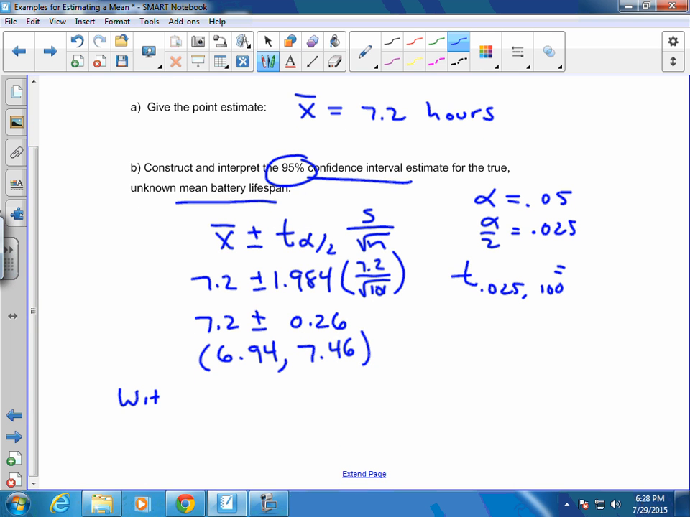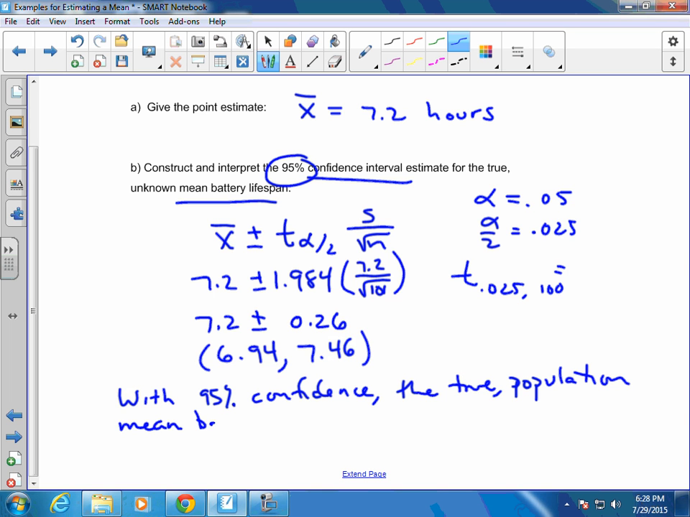But I always want to do my interpretation, right? So with 95% confidence, the true population mean lifespan is between 6.94 and 7.46 hours.